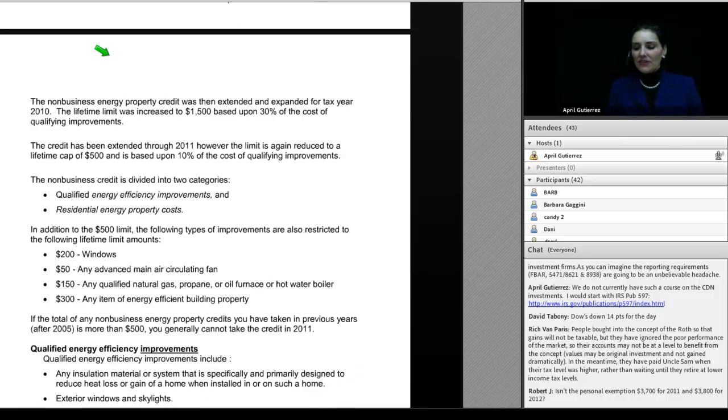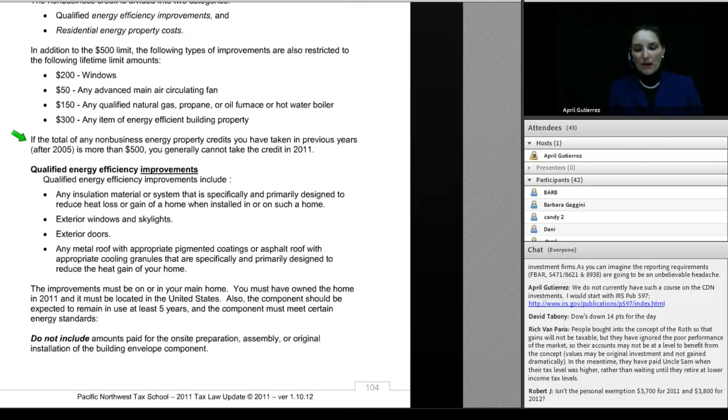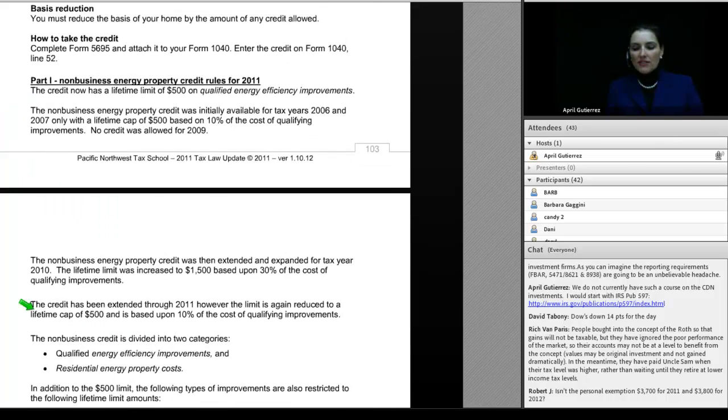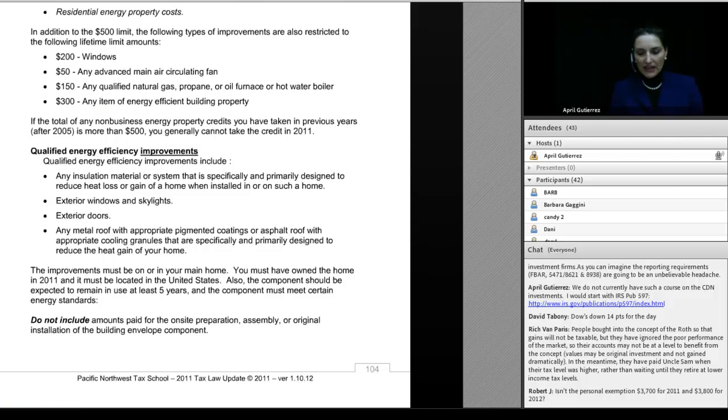Now, in addition to the $500 lifetime cap, there are other caps you have to be concerned with. Those caps are that the maximum credit allowed in your lifetime for the cost of windows is $200, $50 for any advanced main air circulating fan, $150 for any qualified natural gas, propane, or oil furnace or hot water boiler, and $300 for any item of energy efficient building property. Qualified energy efficiency improvements are different from these. If you look at the form, there's two different categories. One is for things like windows and insulation, and the other is for things like furnaces.